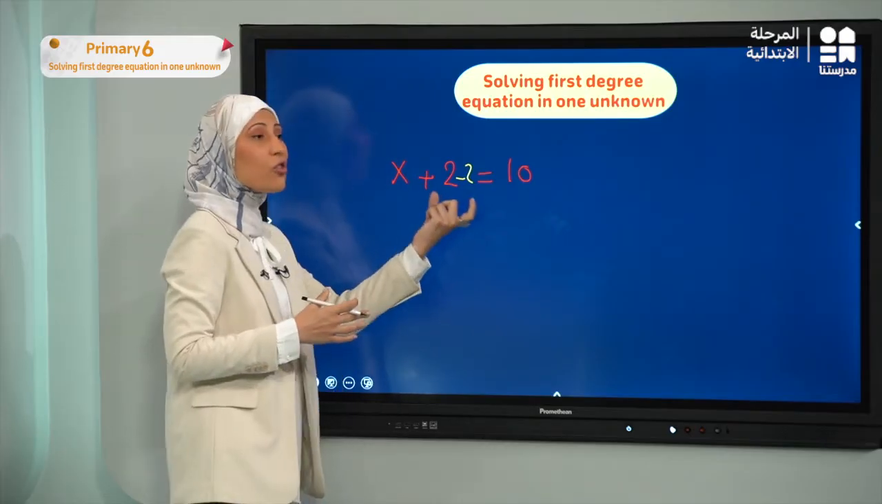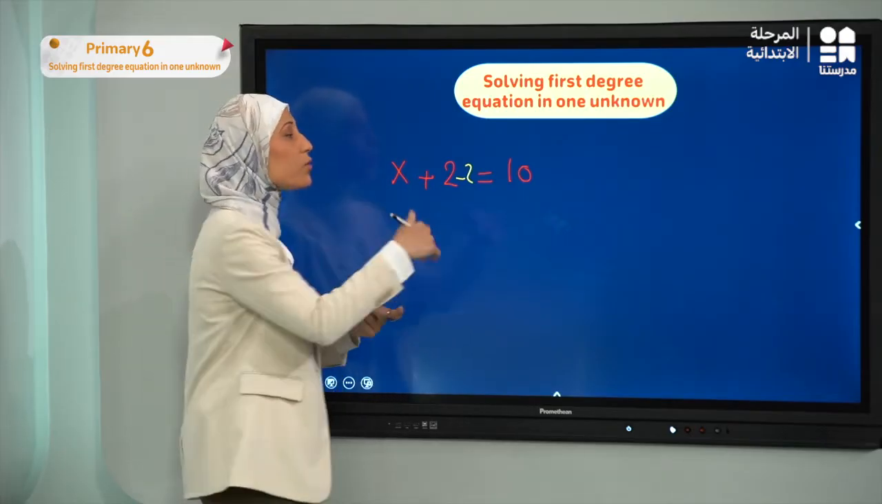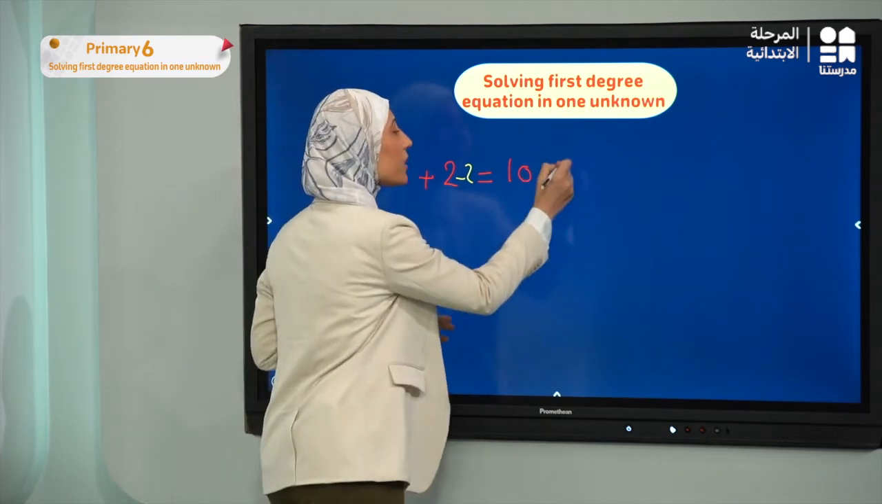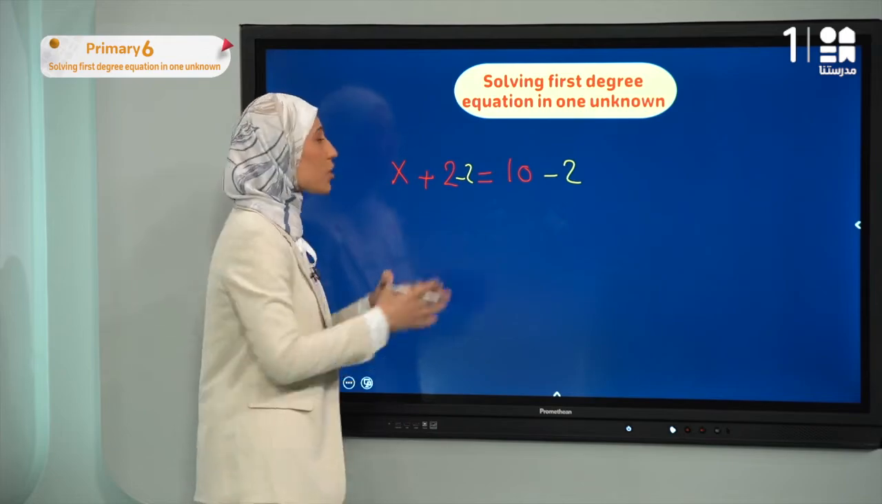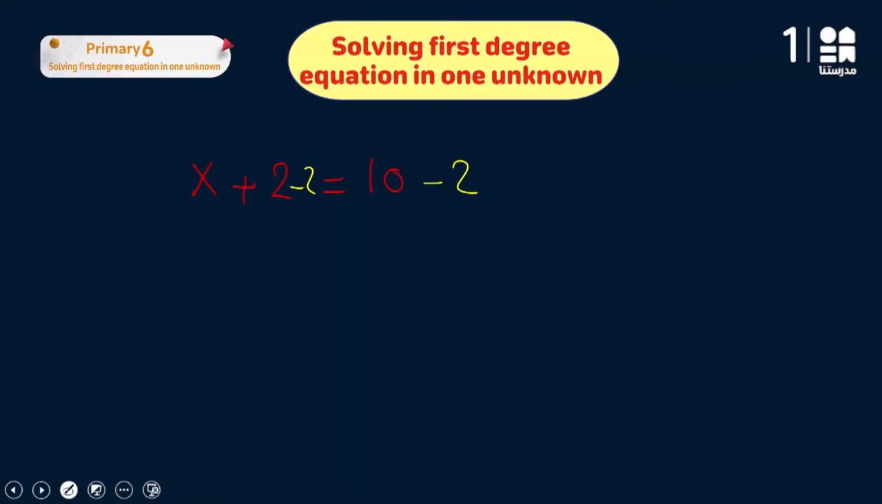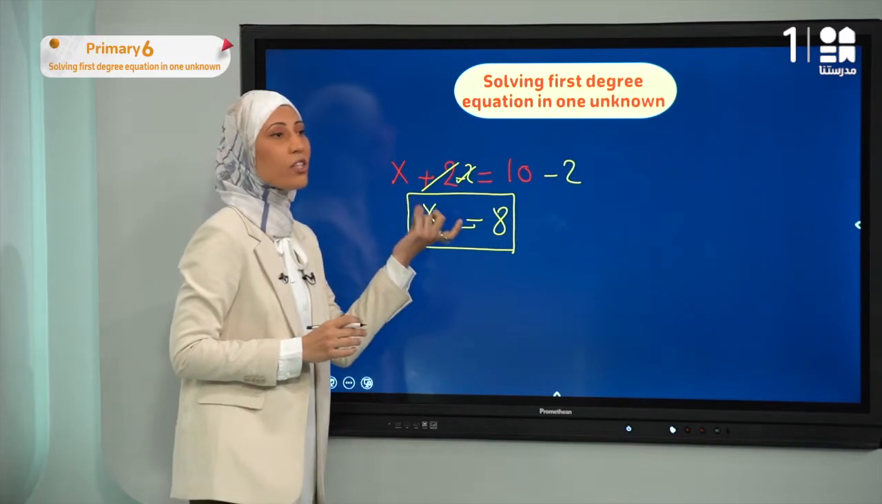I cannot do minus 2 on the first side without doing the same thing on the second side, to not change my value. So I will make 10 minus 2 on the second side too. Here plus 2 minus 2 gives me 0, so x plus 0 equals x. Now 10 minus 2 will be 8. So the value of x will be 8. And this is in the case of addition.